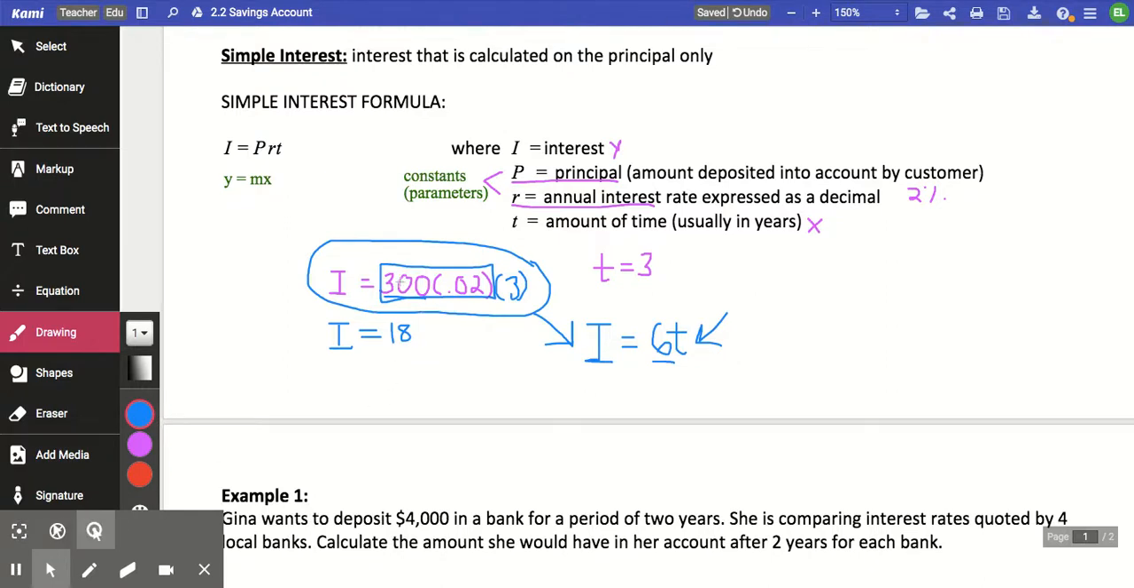Obviously, the higher the principal and the higher the interest rate, the higher the amount of interest you'll earn per year, or the higher the rate of change in this case.